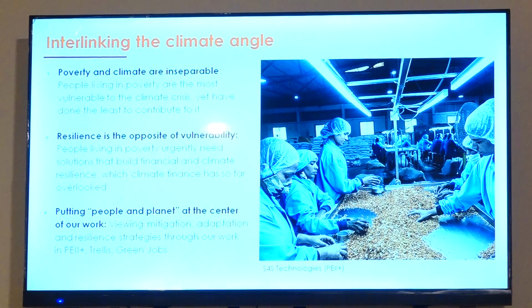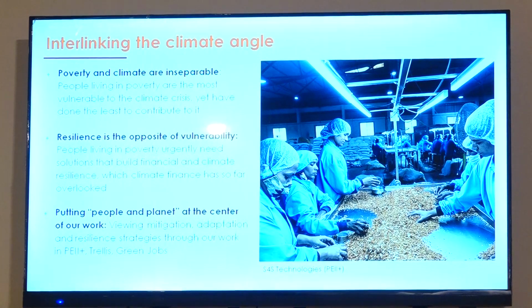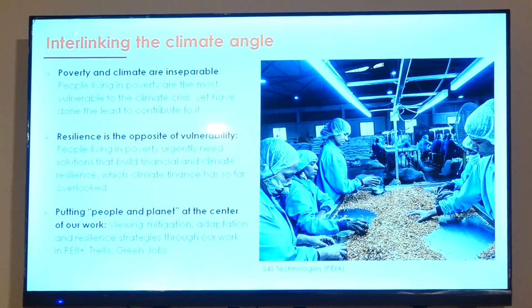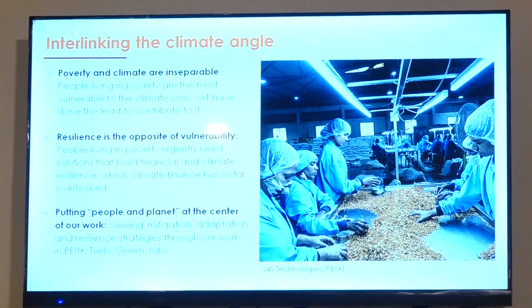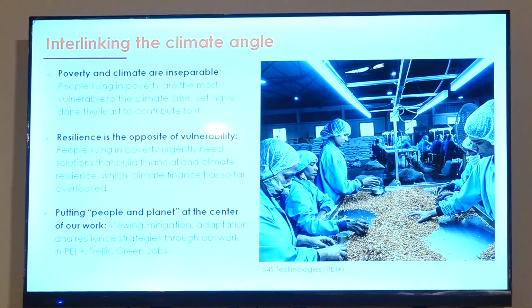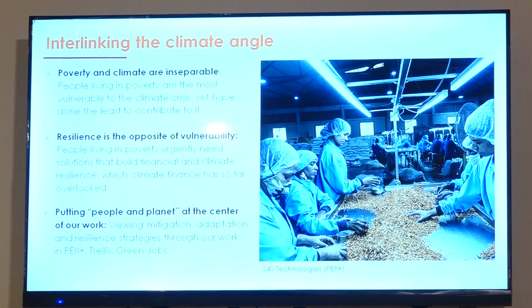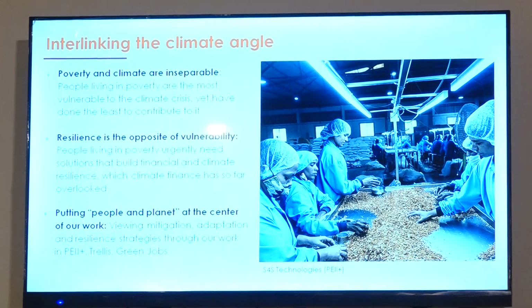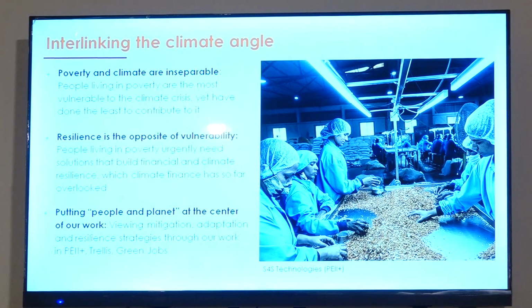Interlinking the climate angle is really the focus of our presentation here today. We acknowledge that we're able to solve the problems of poverty through the investments we do, but we're not the best when it comes to integrating the climate angle, and that's something we're learning as we go. There are a number of frameworks out there, so many different things you can do, but what we've done here at Acumen is to look through all of the work that we do across the three different initiatives that we have.